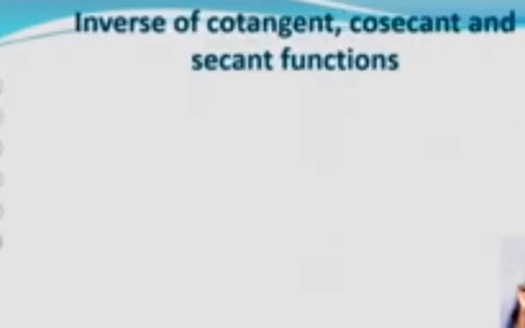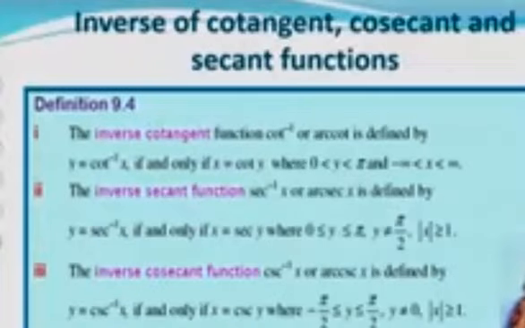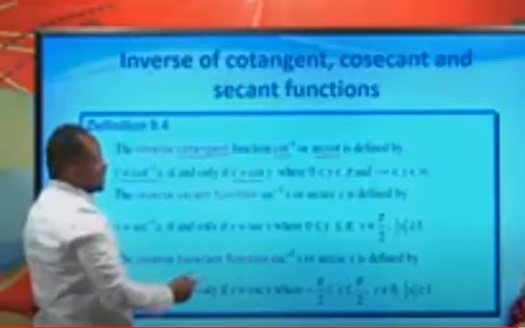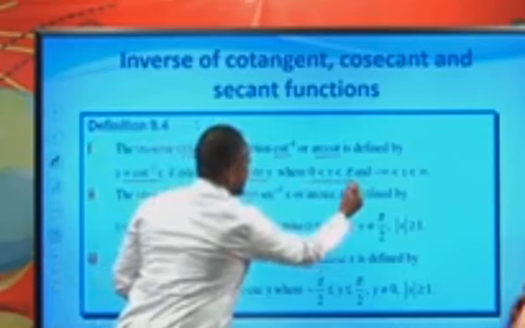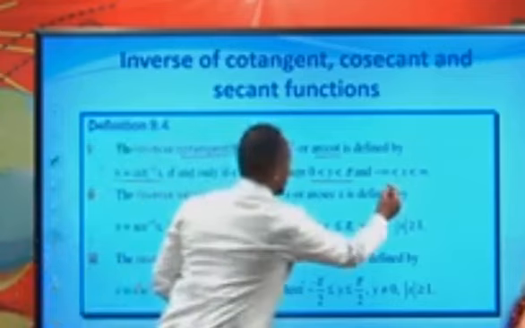Okay, now let's see the inverses of other trigonometric functions: cotangent, secant, and cosecant. So let's see the definitions. The inverse of the cotangent function is written cot inverse or arc cot, and it's defined by y is equal to cot inverse of x if and only if cot y is equal to x. The range for cot inverse is y between 0 and pi, and its domain is the real numbers.